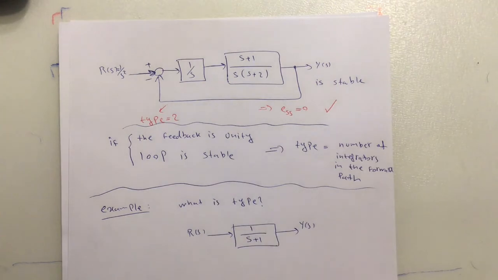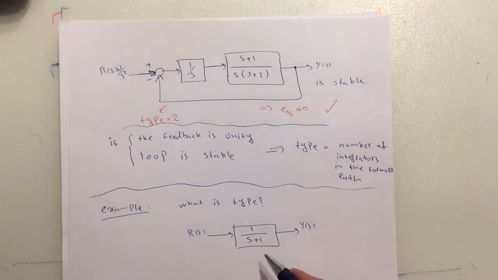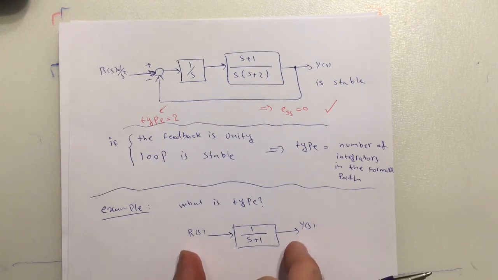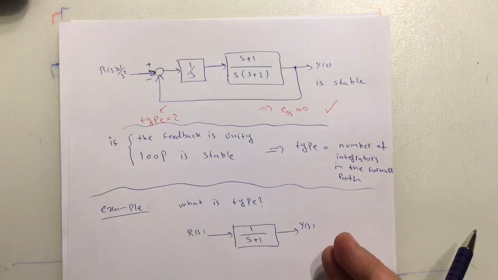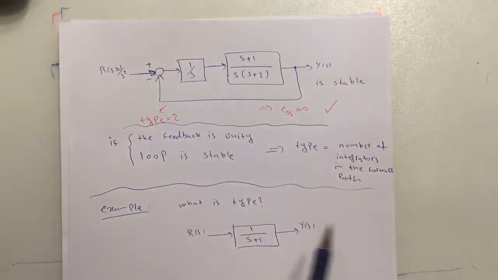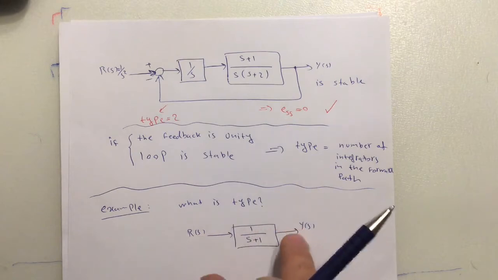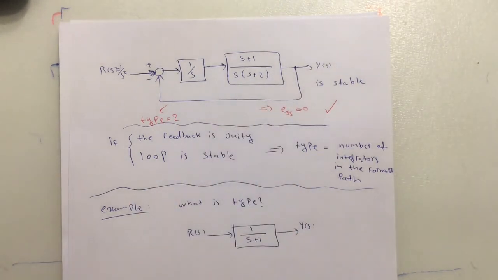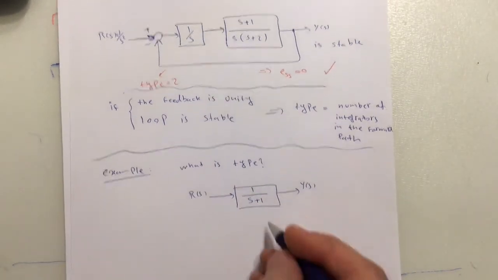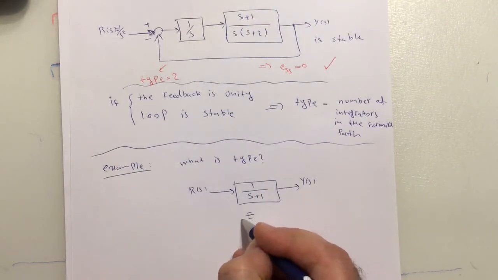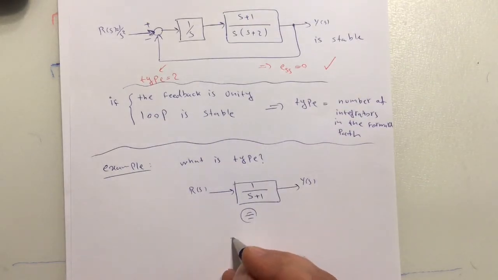But if you can redraw the block diagram in that format such that it gives you the same transfer function from R to Y, but it also has a unity feedback. How can I do that? Because it is a simple example, I can write it in this format.